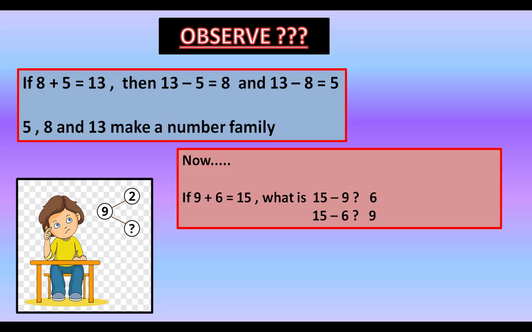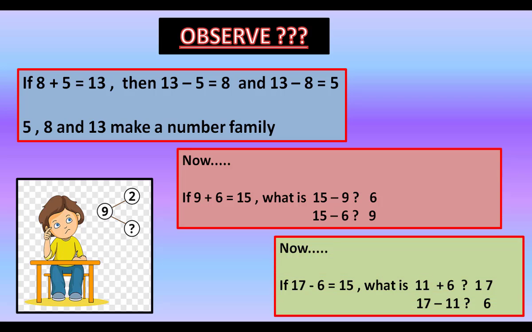Now look at this. If 9 plus 6 is 15, what is 15 minus 9? So the answer will be 6. 15 minus 6, you get 9. So here numbers 9, 6 and 15 make a number family.